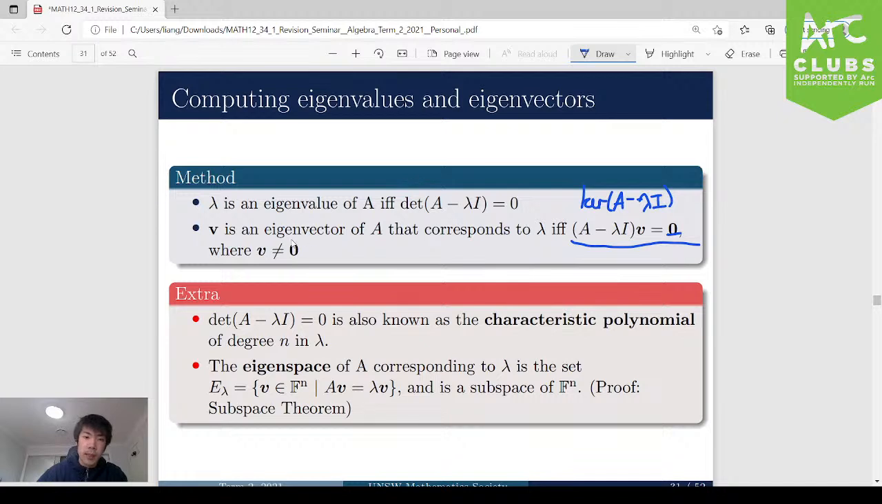And one particular property is that the eigenvector can't be the 0 vector, because otherwise it would always be in your kernel, right? No matter what your lambda is, if your V here is just the 0 vector, it will always send you to the 0 vector. And that's pretty useless for us to study, right? Okay.